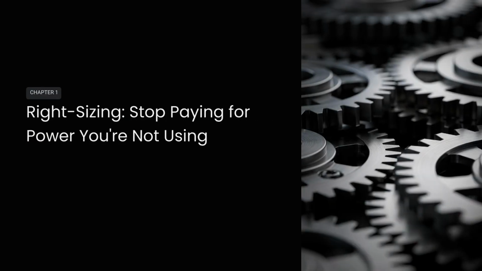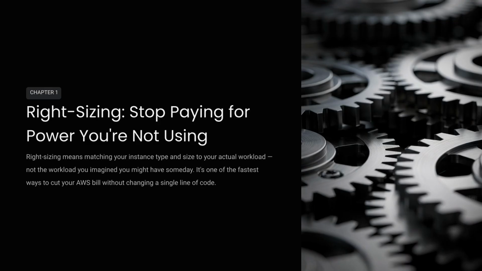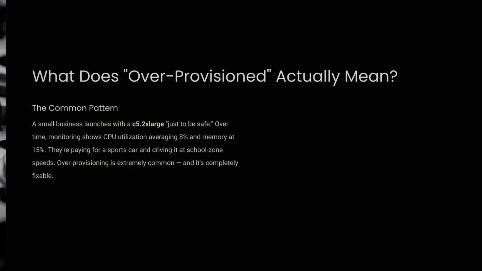Chapter 1 focuses on rightsizing. This means matching your instance type and size to your actual workload, not a potential one. Rightsizing is one of the fastest ways to cut your AWS bill without changing a single line of code.